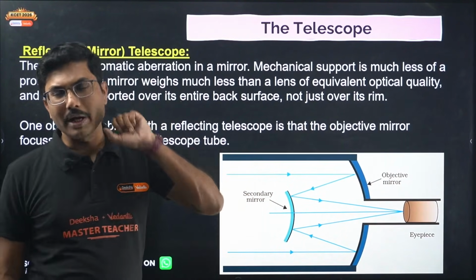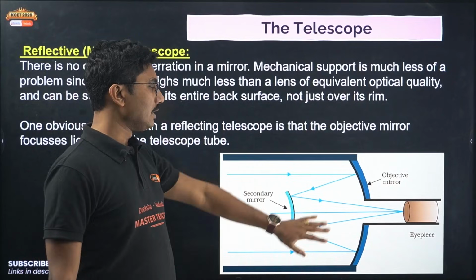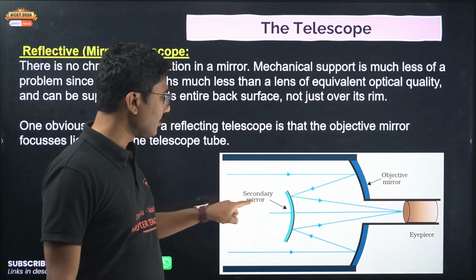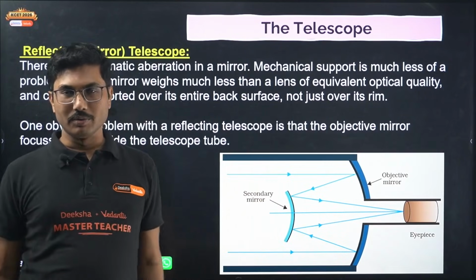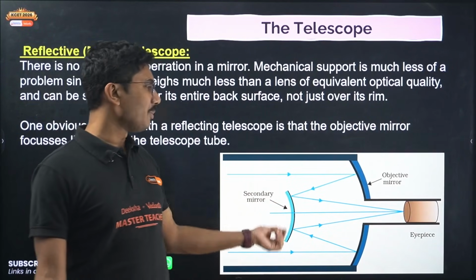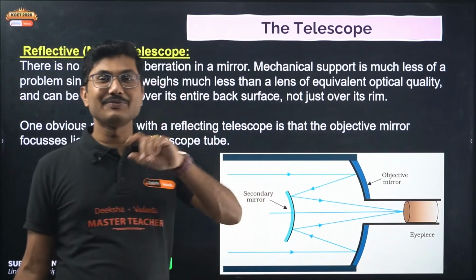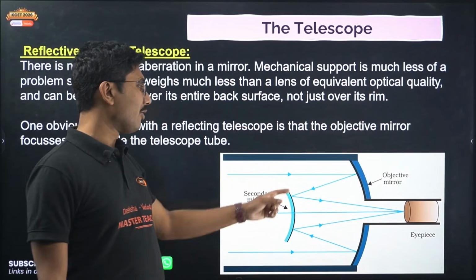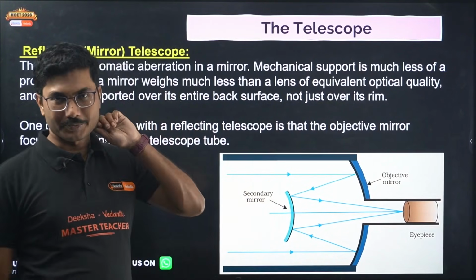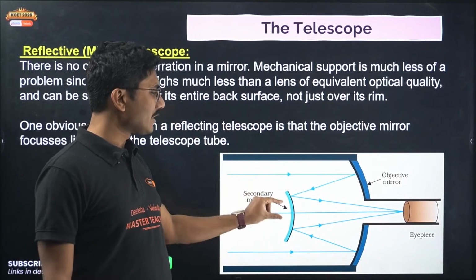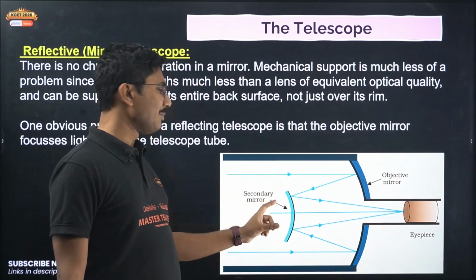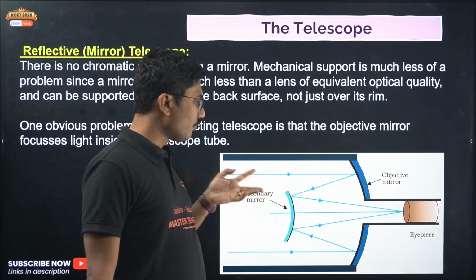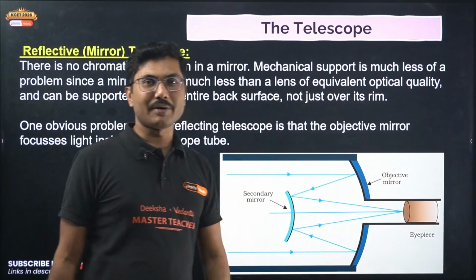Now there is one drawback of this system as well. If you are not using the secondary mirror, the ray of light will focus inside the tube. That is also a problem. You will not be able to see anything if the image forms there. If you are using a simple concave mirror, you will not be able to see the image. So for that they use a very small secondary convex mirror, which actually focuses the light back into our eyepiece.